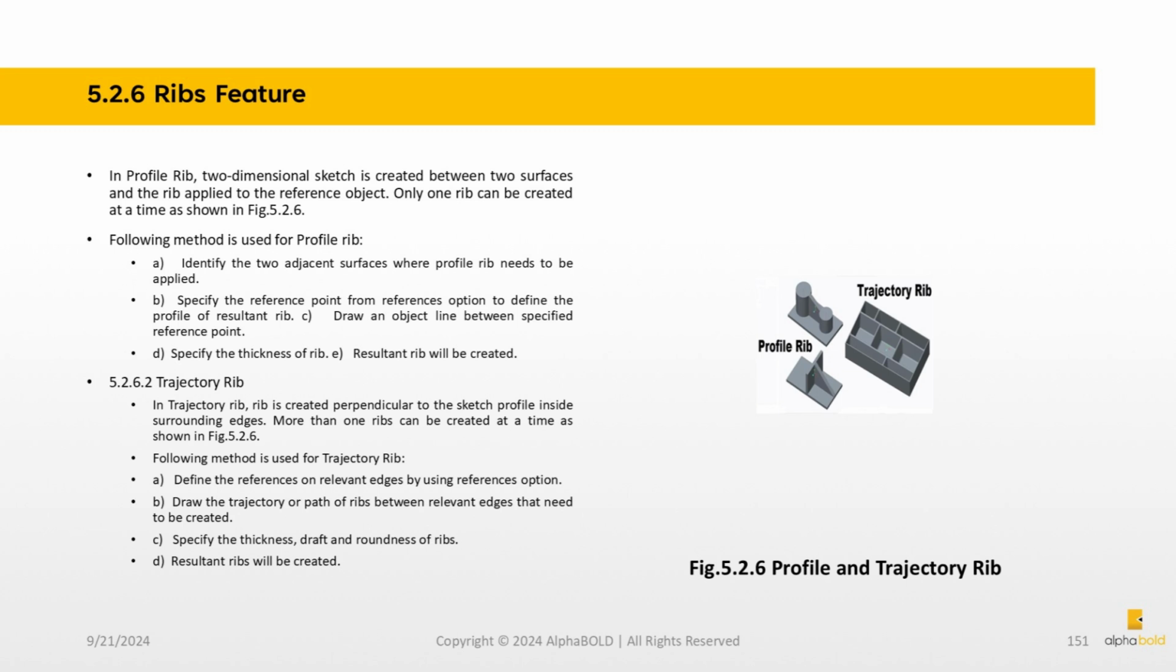In Trajectory Rib, rib is created perpendicular to the sketch profile inside surrounding edges. More than one rib can be created at a time. Following method is used for Trajectory Rib. A. Define the references on relevant edges by using References option. B. Draw the trajectory or path of ribs between relevant edges that need to be created. C. Specify the thickness, draft, and roundness of ribs. D. Resultant ribs will be created.